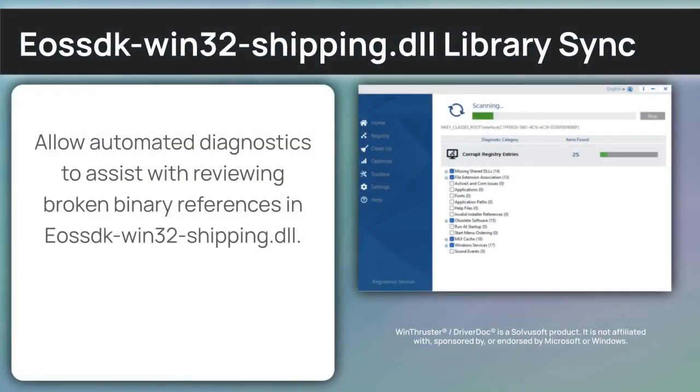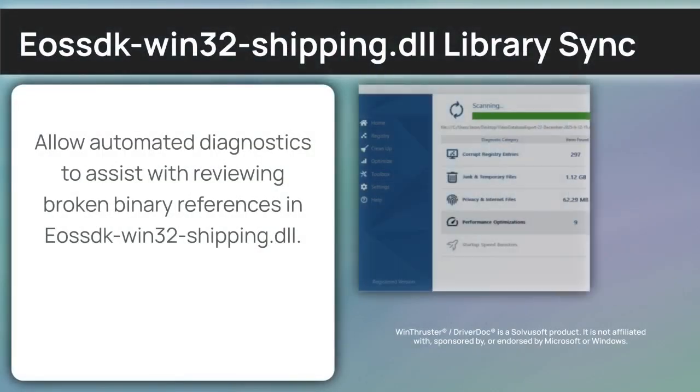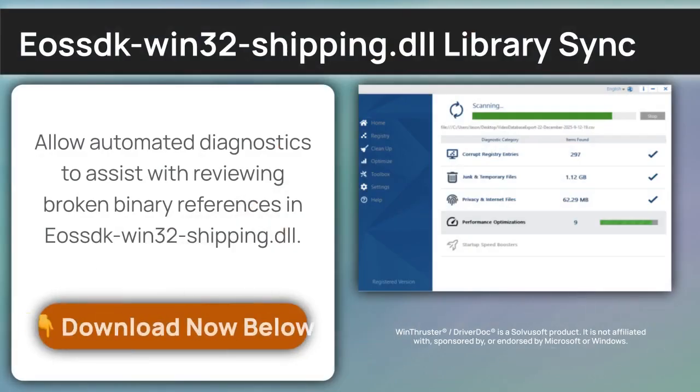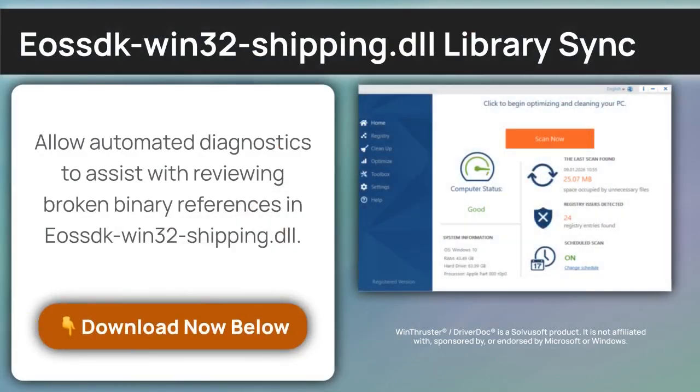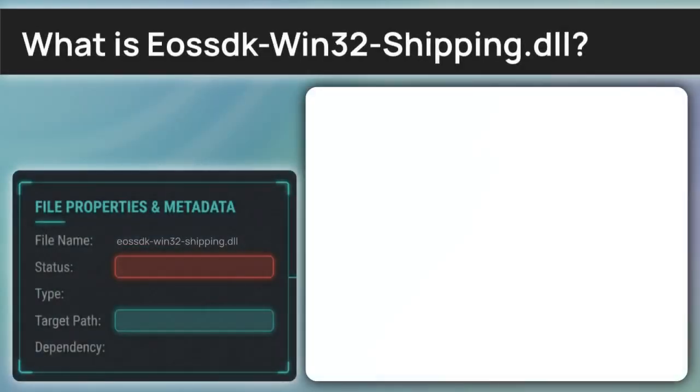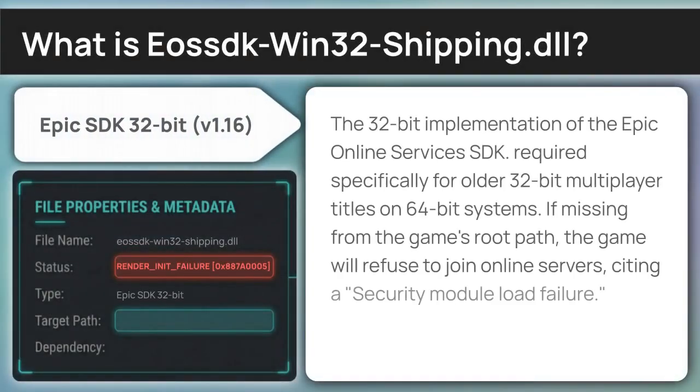Before starting the manual troubleshooting for Epic Online Services SDK Win32 shipping, you can find a diagnostic tool for a thorough environment check. This is the Epic Online Services SDK Win32 shipping, the 32-bit implementation of the Epic Online Services SDK, required specifically for older 32-bit multiplayer titles on 64-bit systems. If missing from the game's root path, the game will refuse to join online servers, citing a security module load failure. Since we've covered what this file is, let's move to the primary fix.